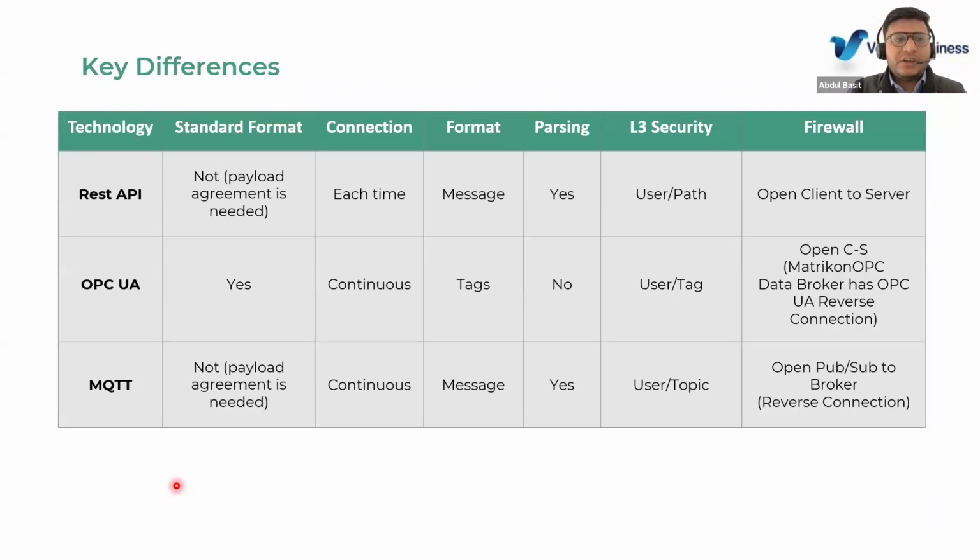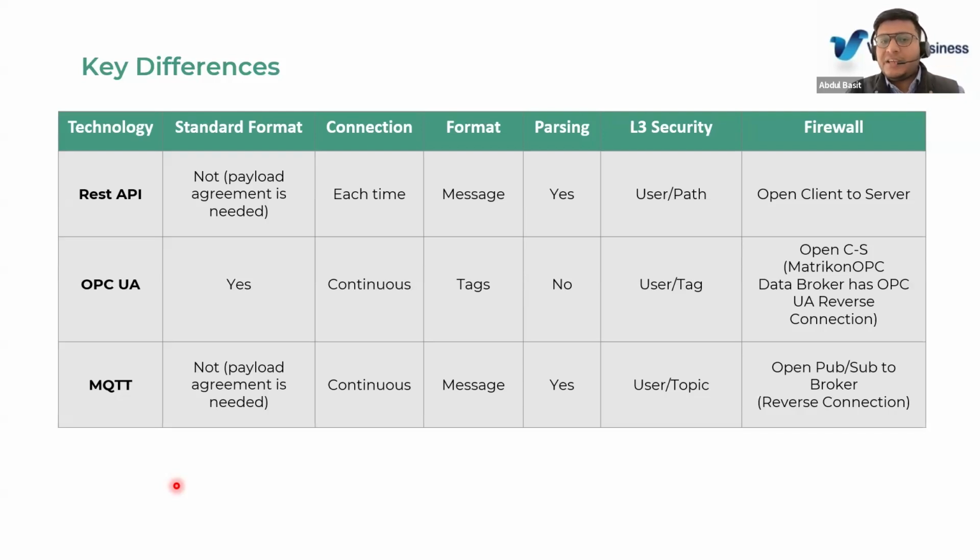Okay, so what are the key differences step by step? These are the key differences which we observe are very important, but of course there are lots of other differences, but according to our experiences, these are the most useful differences between all these three technologies. In case of standard formats, in REST API there is no standardized format. The payload agreement should be between client and server, and also in case of MQTT, there is no standardized format. The payload should be agreed between a publisher and a subscriber. But in case of OPC UA, you have very structured data, which can be used as a standardized format. How is the connection? The connection each time, for example, the client has a request.